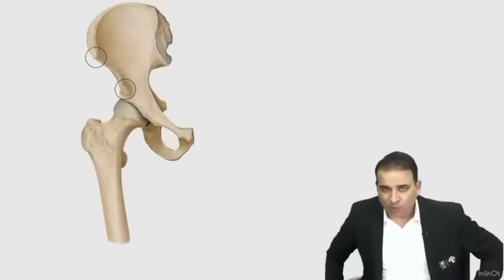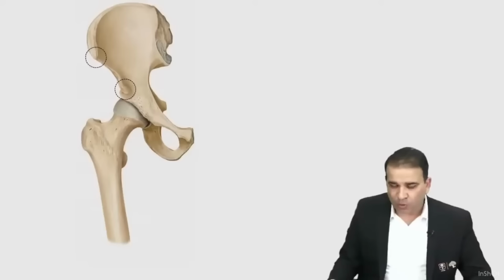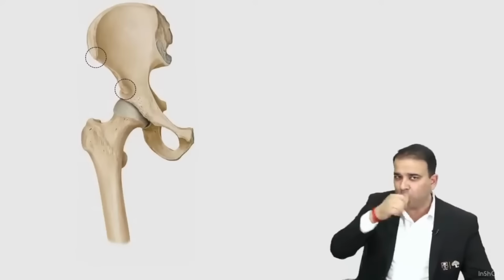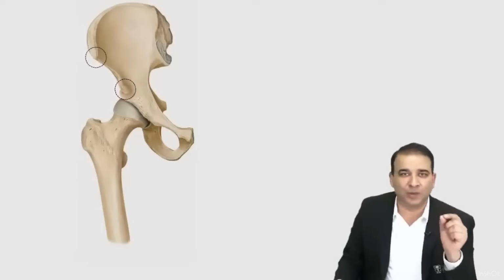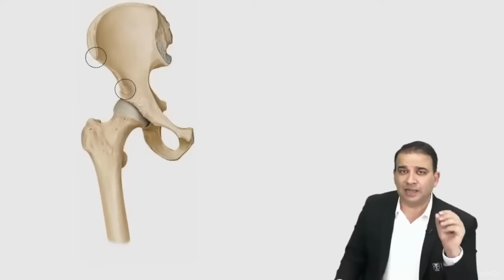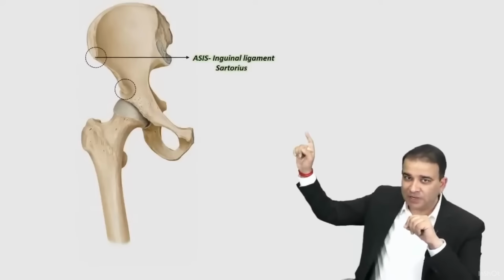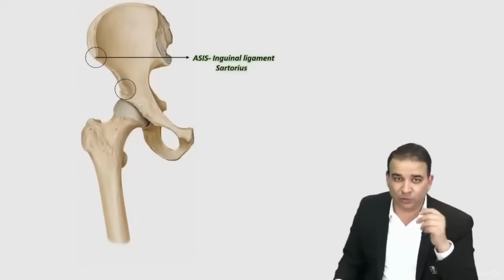Chalo, let's talk about some osteology here. Now, when you're looking at this hip bone and the femur from the front, the two bony prominences which I marked over there, those circles, are the anterior superior iliac spine and anterior inferior iliac spine. The anterior superior iliac spine gives attachment to the inguinal ligament and the origin of the sartorius muscle. ASIS: inguinal ligament attachment and origin of sartorius.